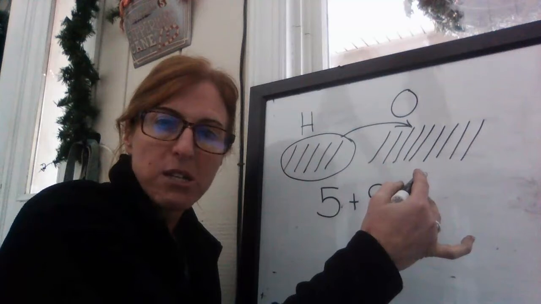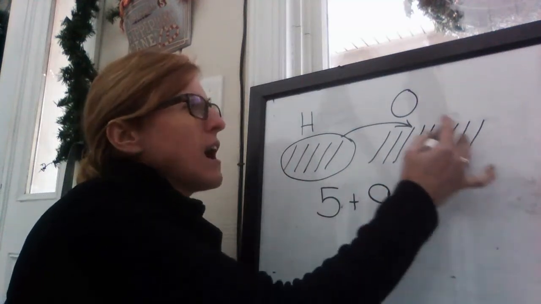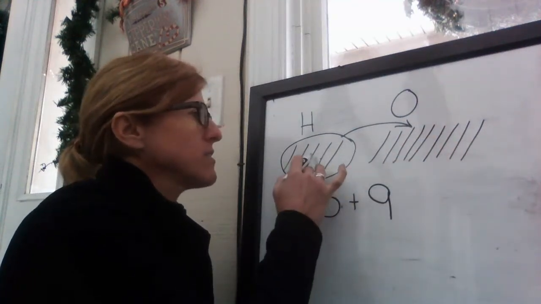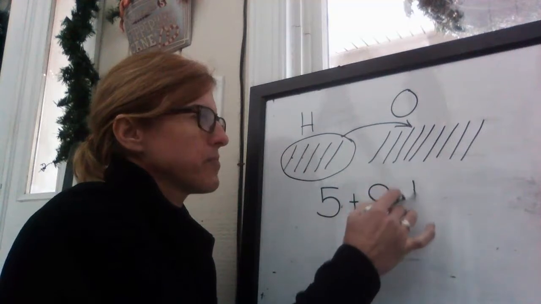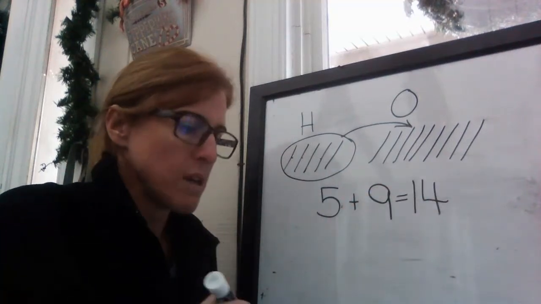Well, I drew a nice picture. I'm going to use my picture to solve. I have 9, 10, 11, 12, 13, 14. That means Owen has 14 markers.